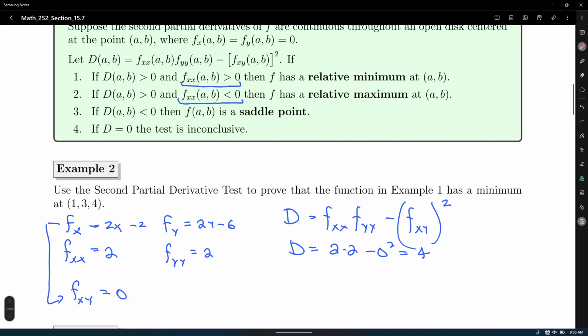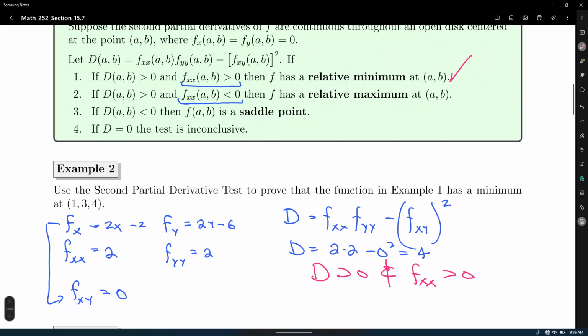Positive, right? That means D is greater than 0. Also, f double x with respect x also equals 0. Doesn't that tell us that we have a relative minimum? So rather than considering left, right, top, bottom, infinitely many trajectories, which we don't have time for, use the D-test. We're going to use the D-test to determine max, min, saddles, or inconclusive.